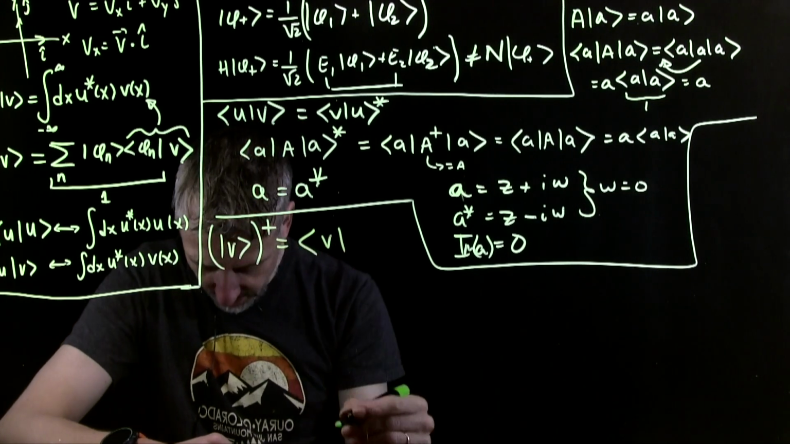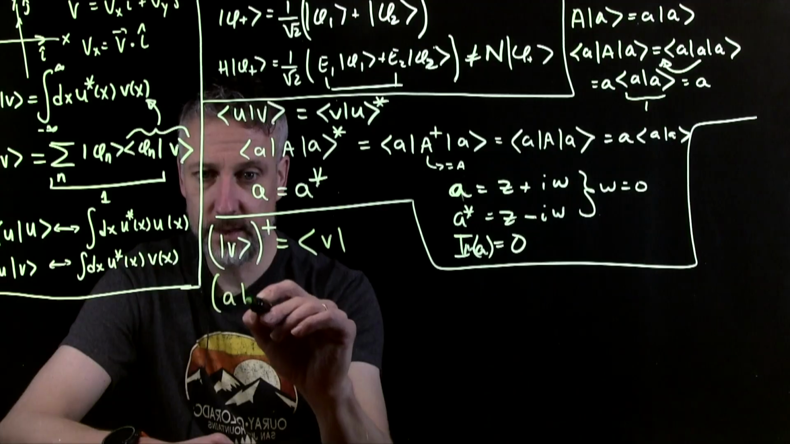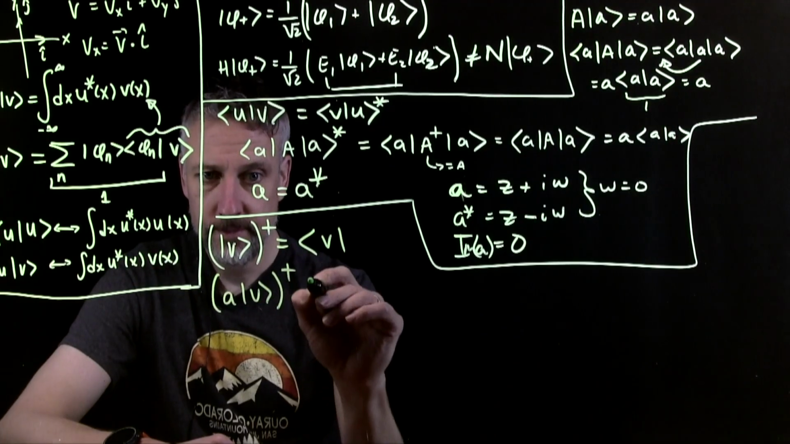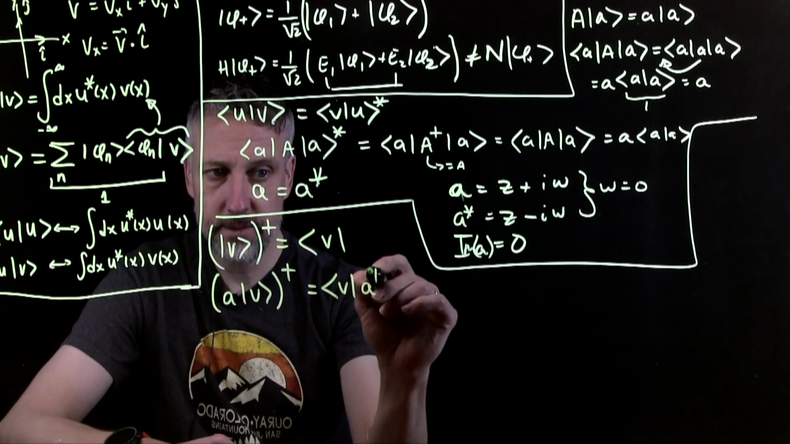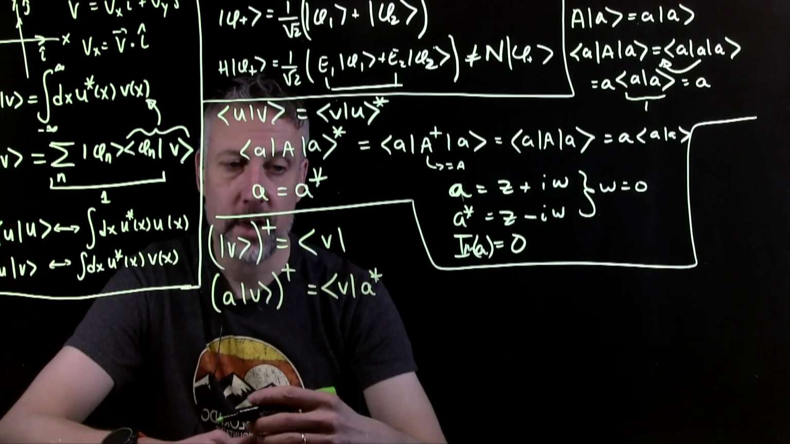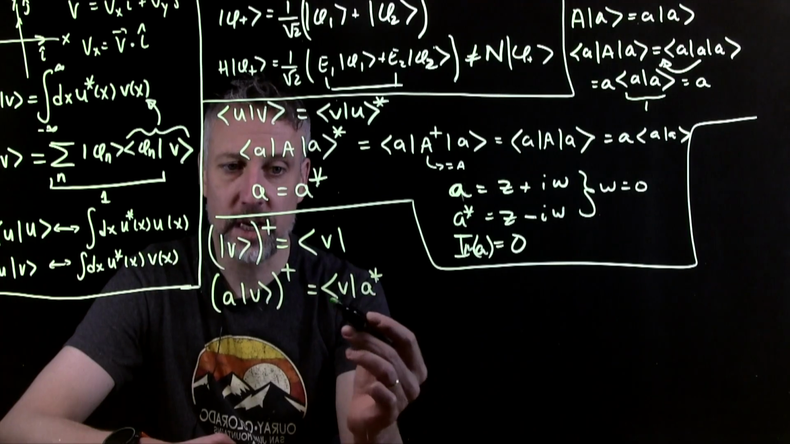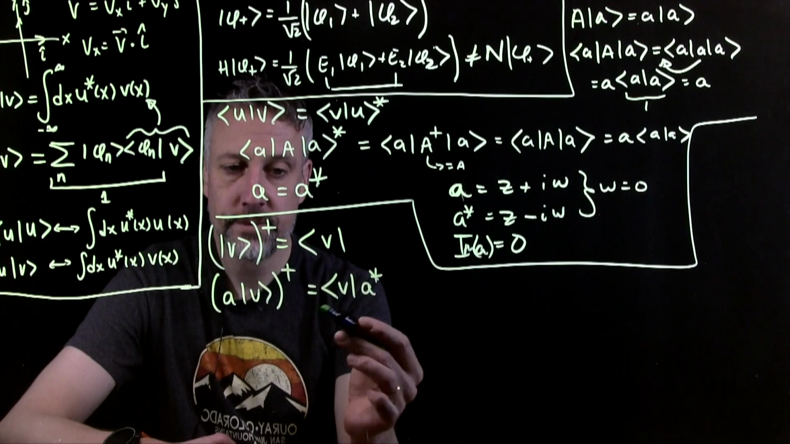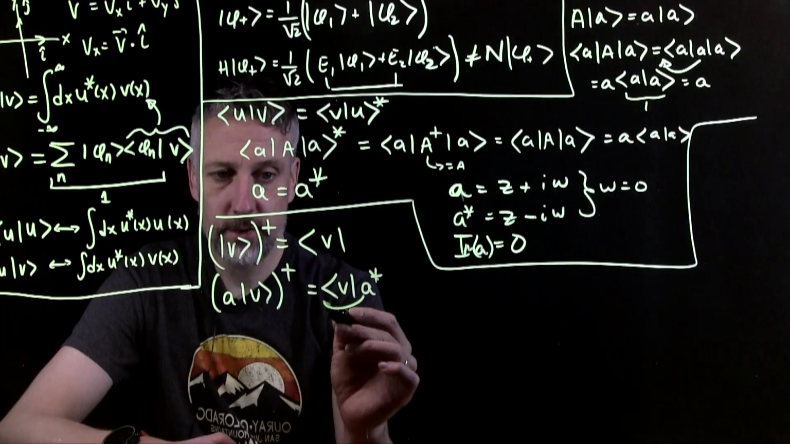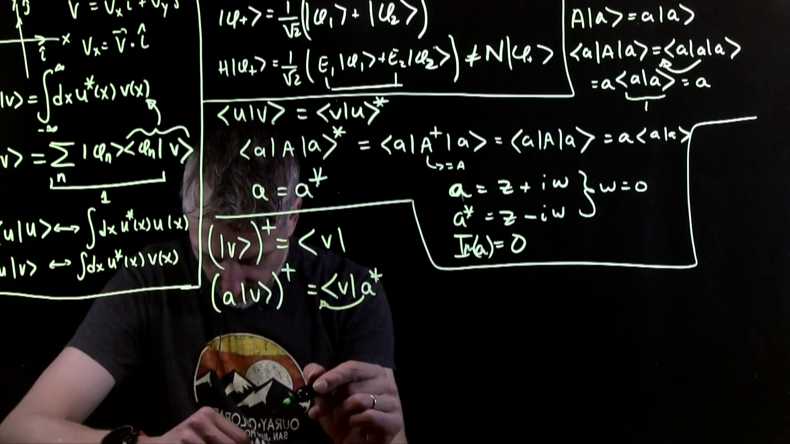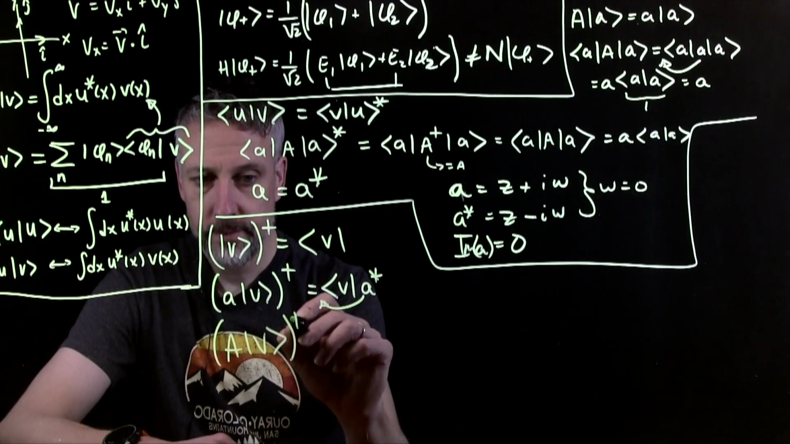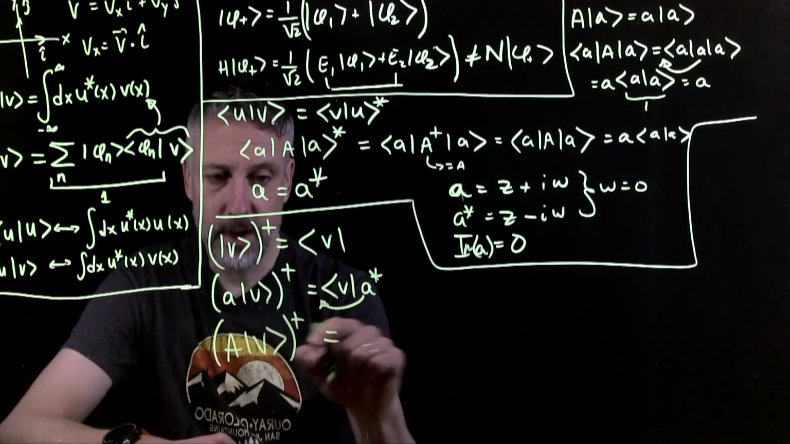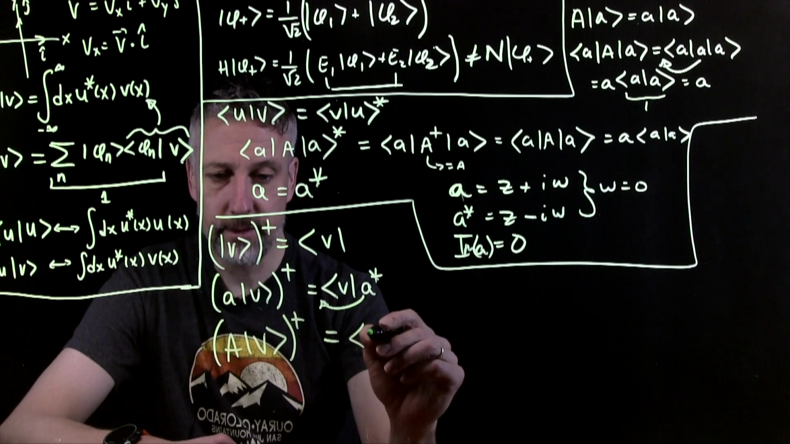If there was a number times this, A times V, that would be equal to V times A star. Notice the swapping of the order. Now, if A is a number, it makes no difference. I can move it wherever I like. All right, so you could also just write that there. If you have an operator, then you swap the order of the operator and the vector, and you put the dagger on the operator.